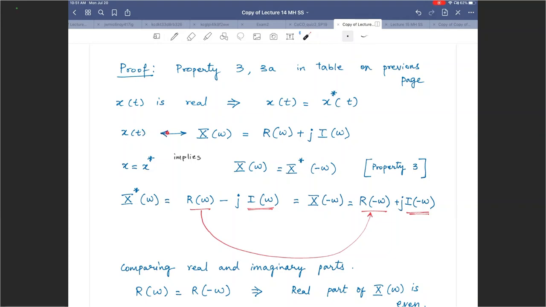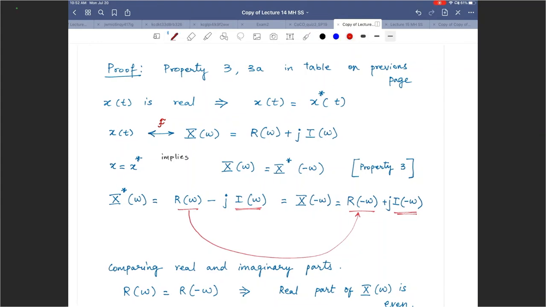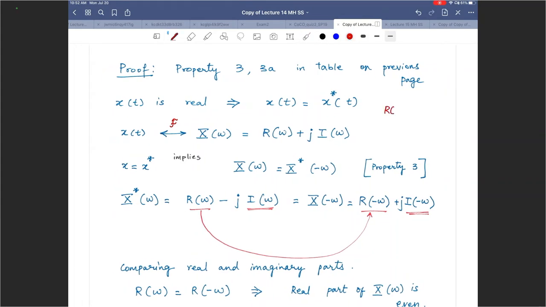X of t, the Fourier transform of x of t, we are writing that as capital X of omega. Because we are interested in isolating the real and imaginary parts, we are writing the Fourier transform of x of t as the real part, which is R of omega, and the imaginary part, which is I of omega. R of omega is the real part of X of omega, and I is essentially the imaginary part of X of omega.